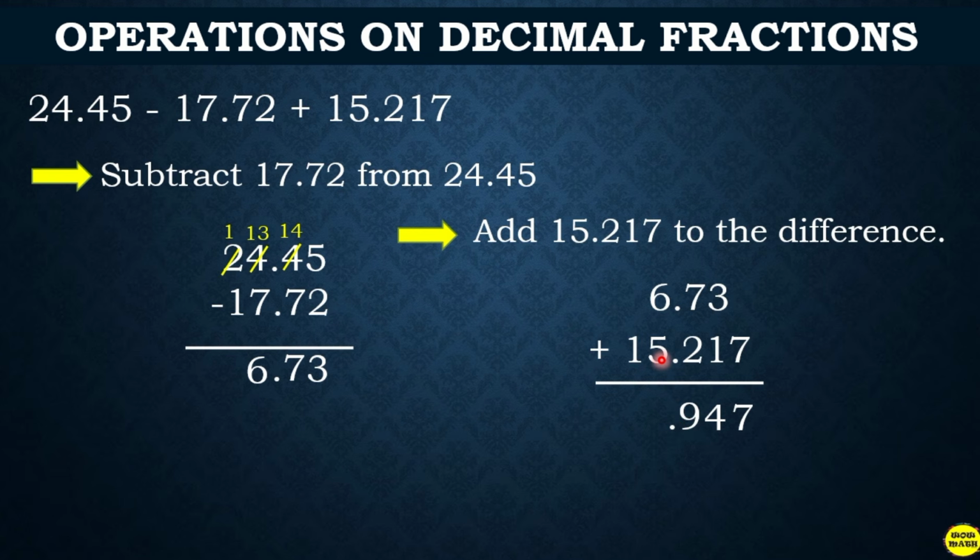And then 6 plus 5, that is 11. So we will carry 1. Okay, magkikarry tayo ng 1. So 1 plus 1, that is 2. So therefore, 24.45 minus 17.72 plus 15.217 is equal to 21.947.